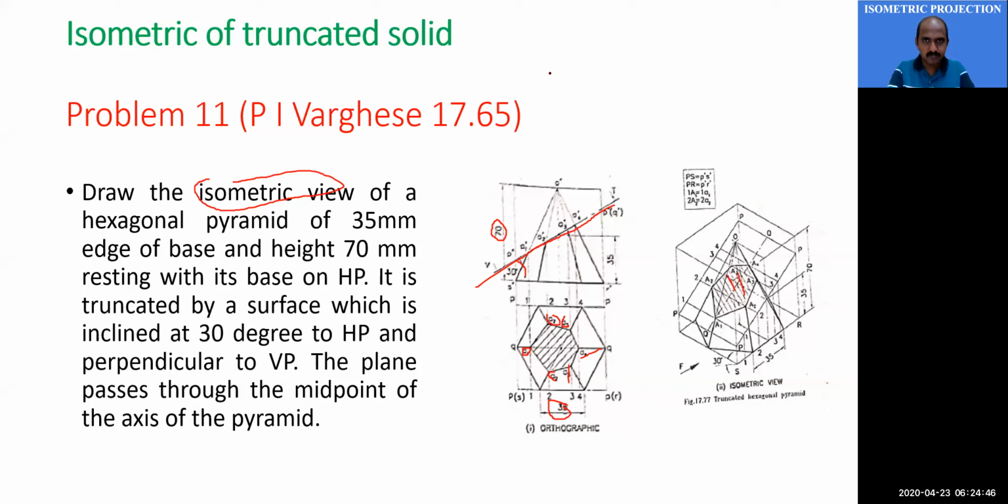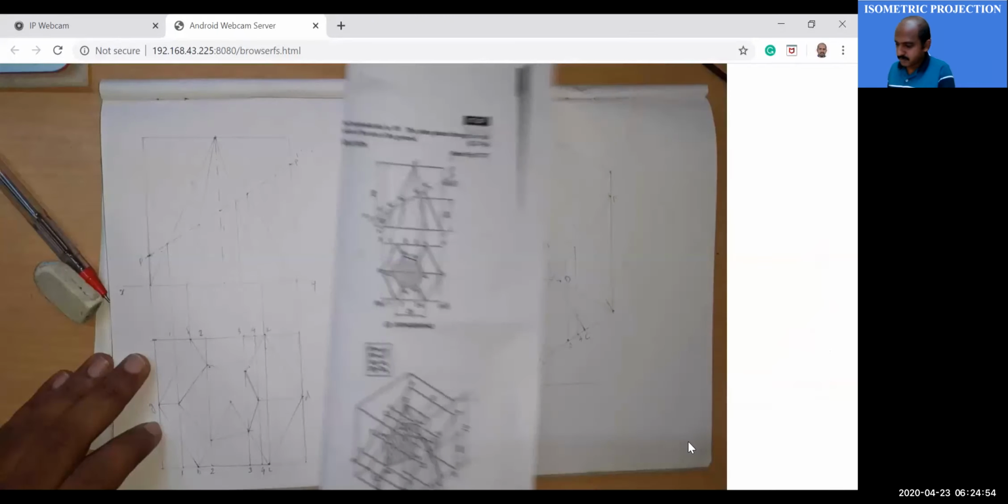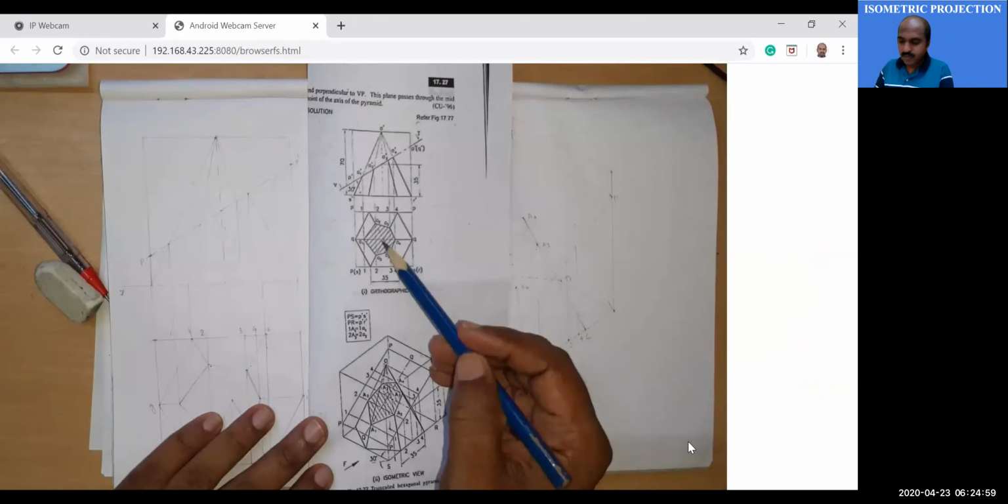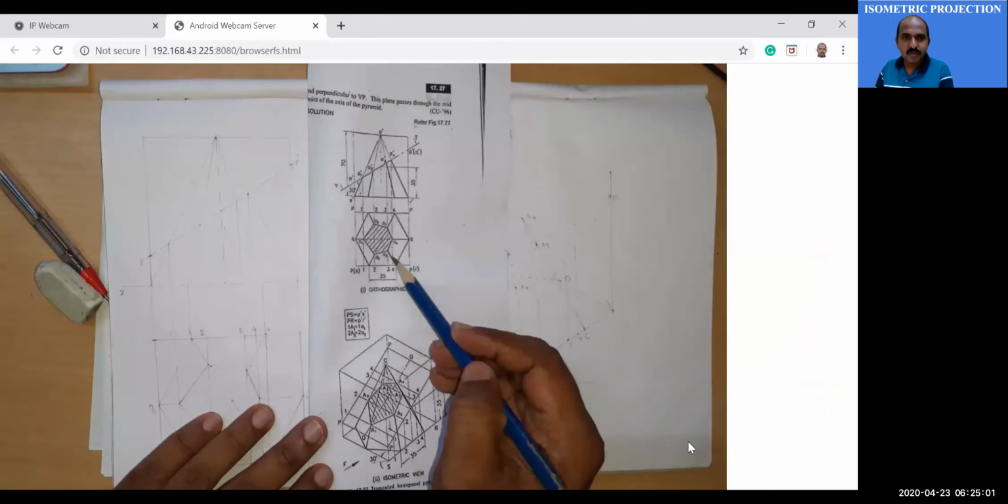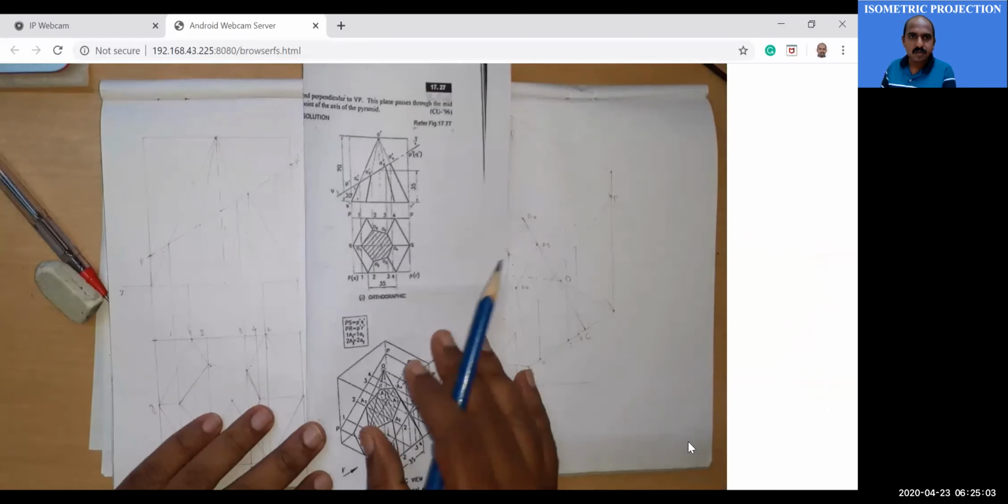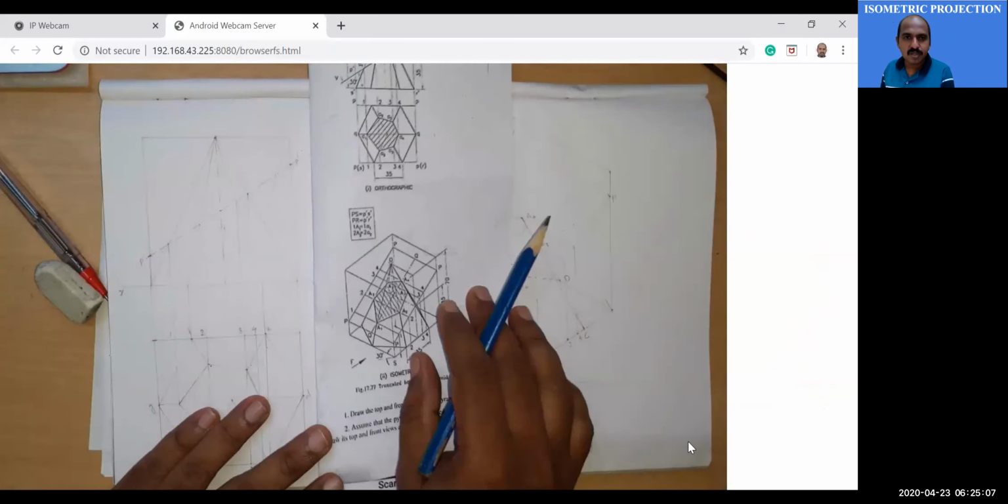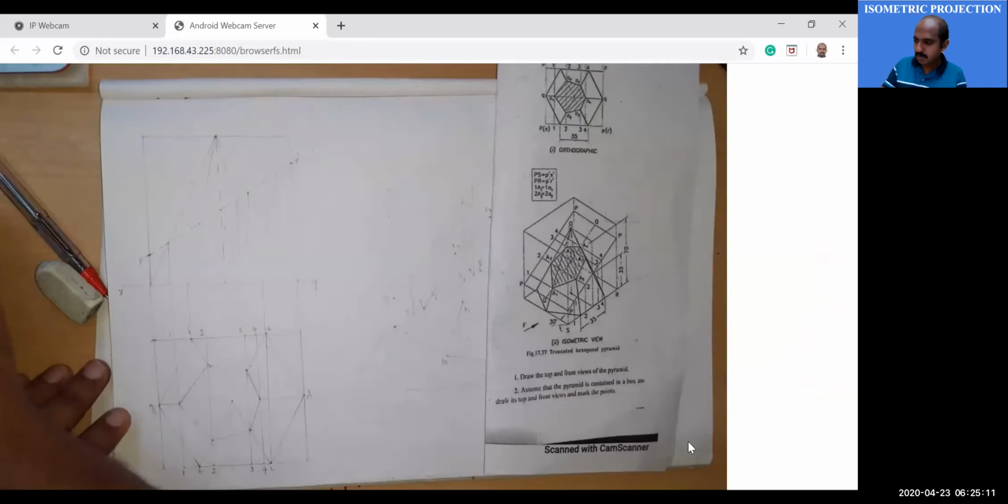So now let us see how to solve this problem. I hope all of you can follow the solution. This is the orthographic projection of the solid and the corresponding isometric view of the solid. Now we are going to solve this problem.